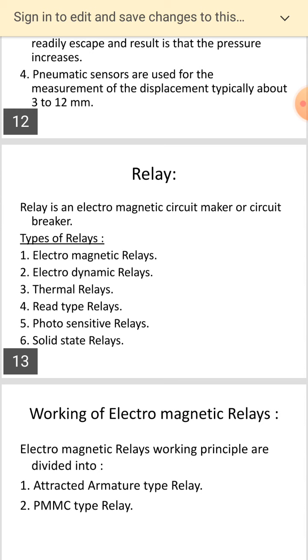Relay. Relay means on off, in general. A relay is an electromagnetic circuit maker or circuit breaker.